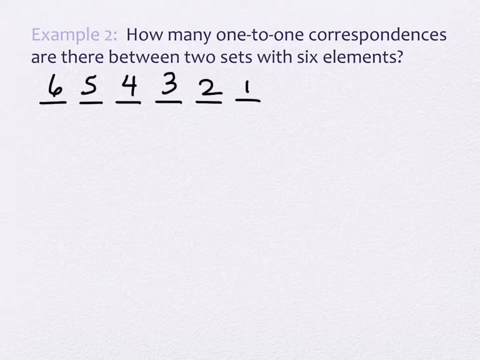The fundamental principle of counting says that the way we can find the total number of ways this could happen is that we simply multiply all these values together. 6 times 5 times 4 times 3 times 2 times 1. And that will be the total number of correspondences. So what do we get when we multiply that out?